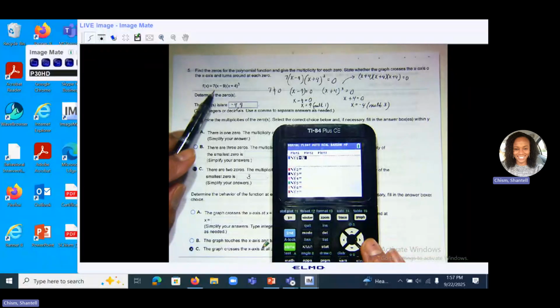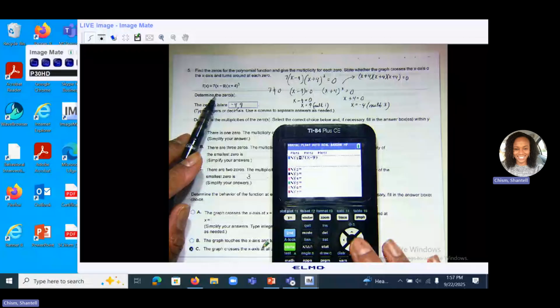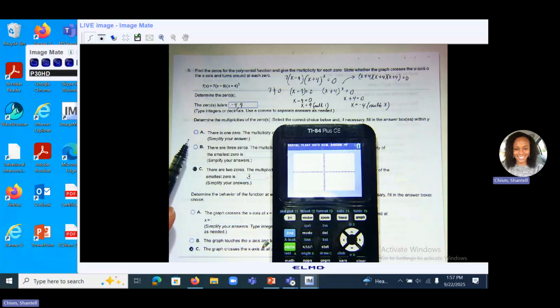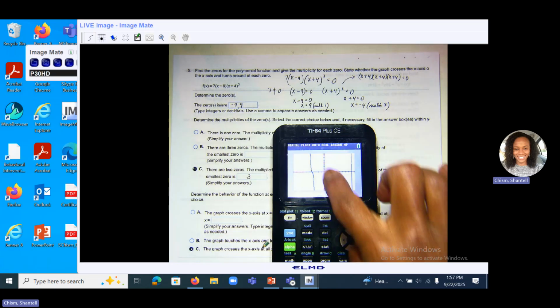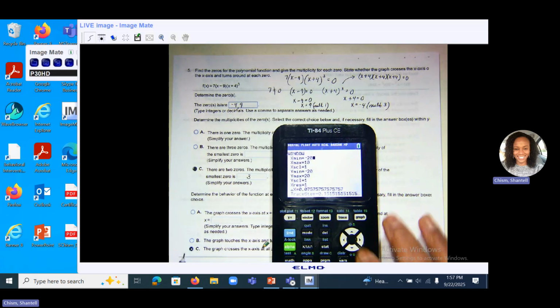So I'm going to type it in exactly how I see it: 7 parentheses, x minus 9, and then parentheses, x plus 4 raised to the third power. And I'll hit graph. And I did change my window before, so if we needed to change it back, we could, but it wouldn't even hurt to make it even bigger. Let's make X go from negative 20 to positive 20.